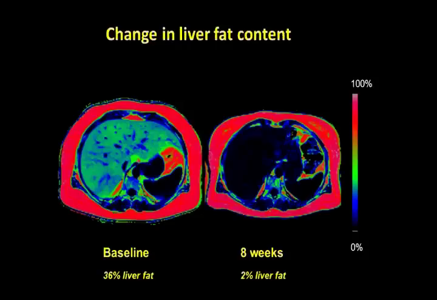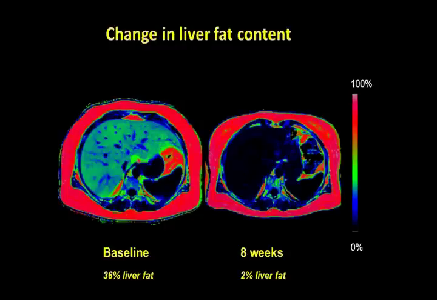Now, it didn't just stop there, because of course these people were on the diet for 8 weeks, not 1 week. So let me show you what happened to liver fat content, baseline and up to 8 weeks. And these two scans are from the same person at baseline and after the study. And we've color-coded each little dot. So if it's 100% fat, it would be red. If it's 100% water, it would be black. And all shades in between.